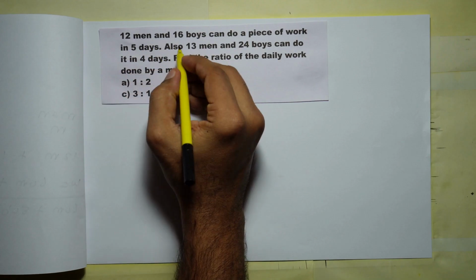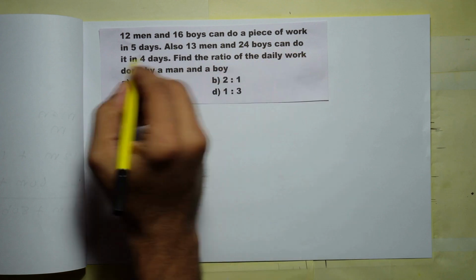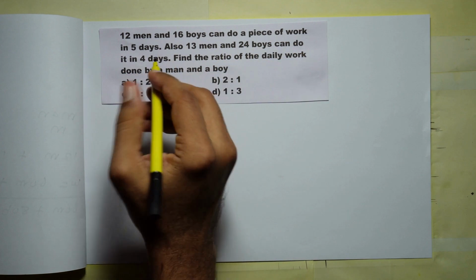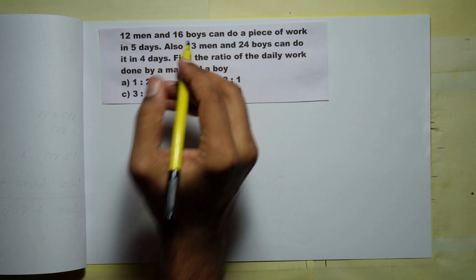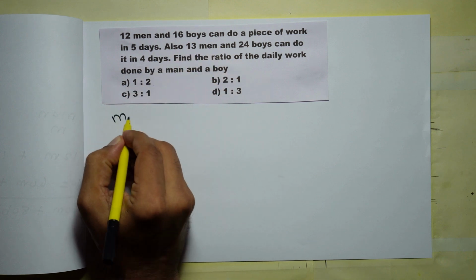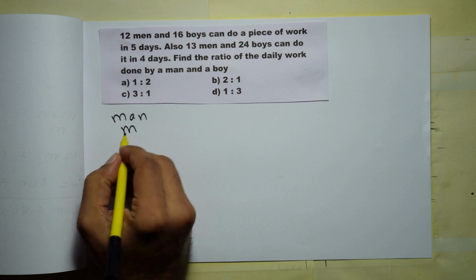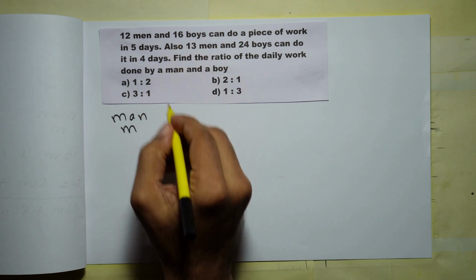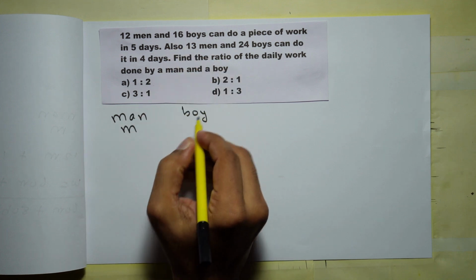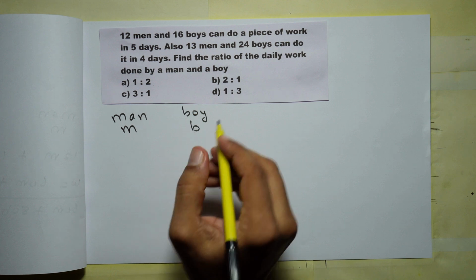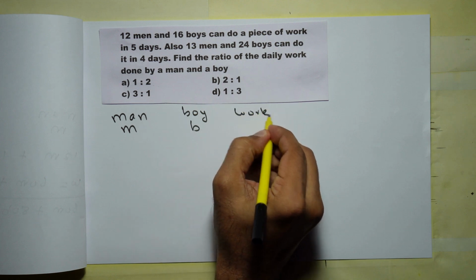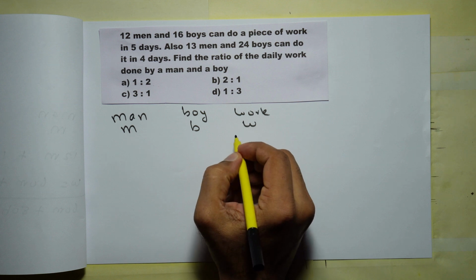12 men and 16 boys can do a piece of work in 5 days. So first we will represent all this data. Now we will assume that one man in 1 day will do m amount of work, and also one boy in 1 day can do b amount of work. Also we will assume that the whole work is w.